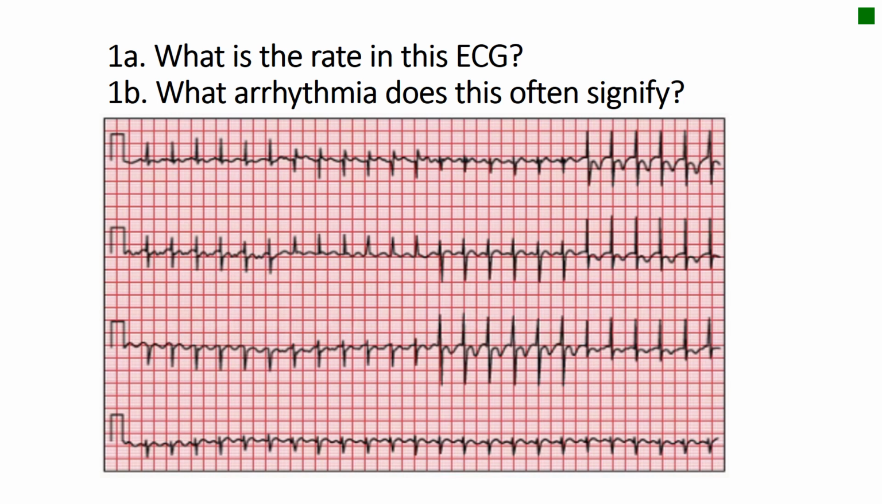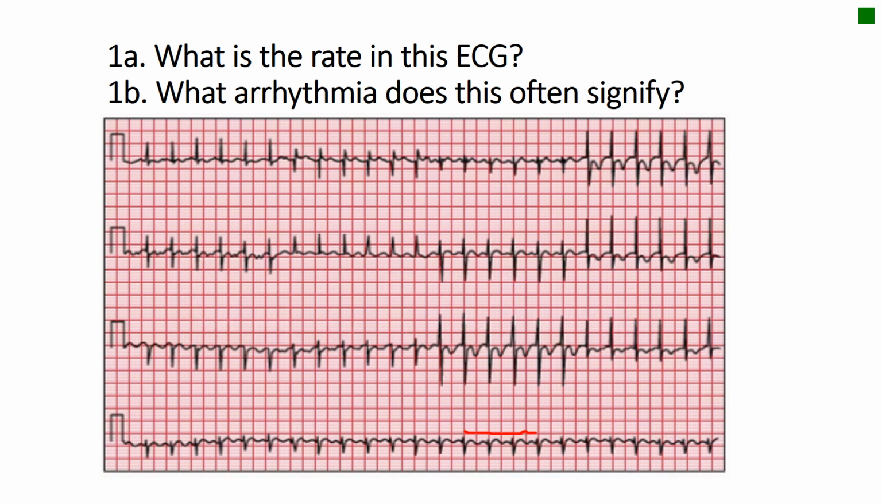How many big boxes is it between the two R waves? In the lower lead two, it's 1, 2. Again, it's pretty consistent. The next one, 1, 2. And again, the next one is still 1, 2. So it's 2 big boxes between the RR waves, and 300 divided by 2 is 150. The rate per minute here is 150 beats per minute.